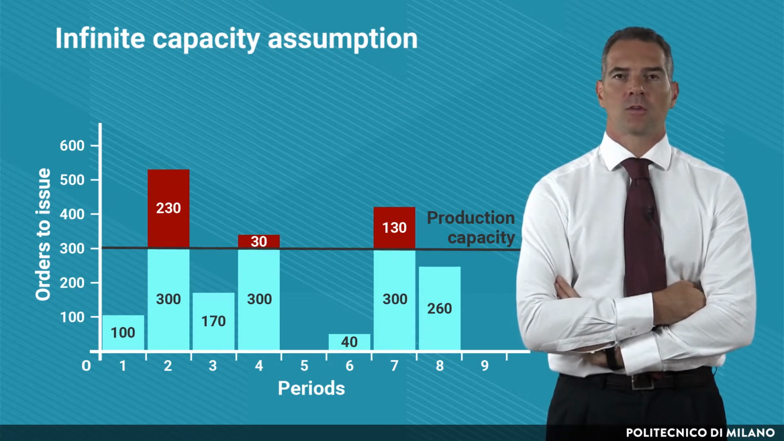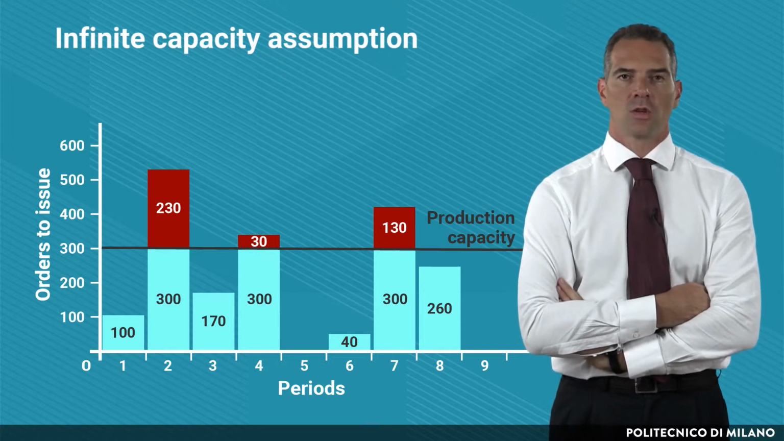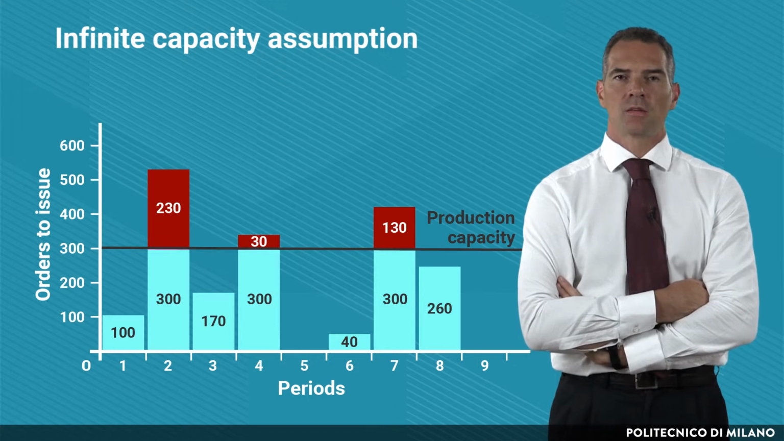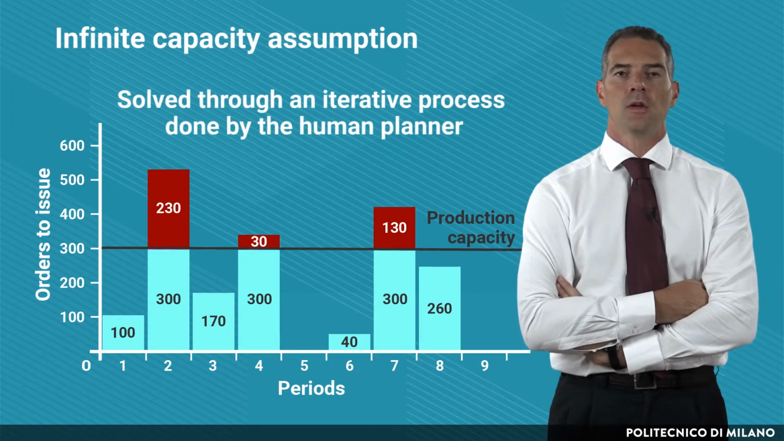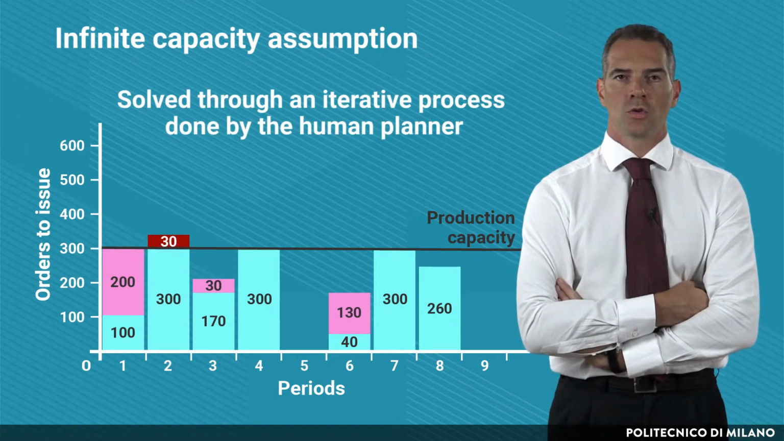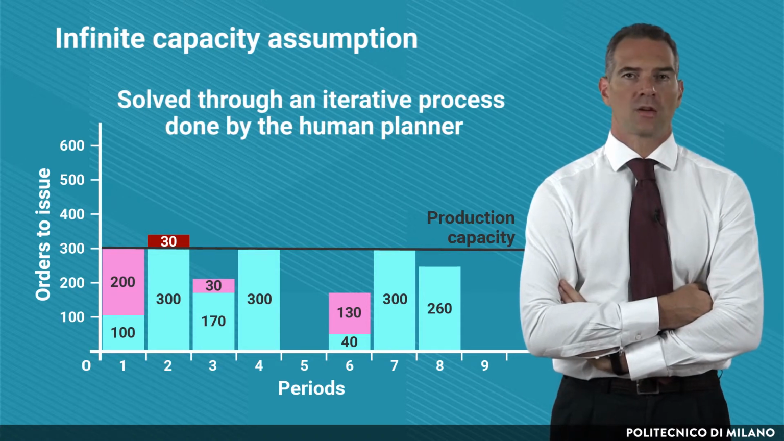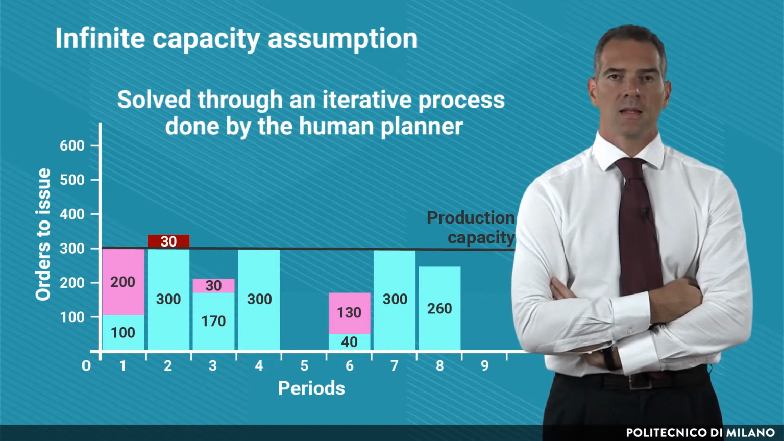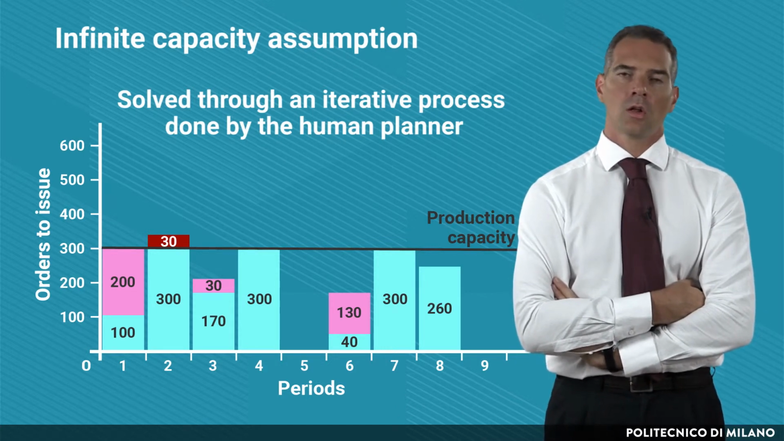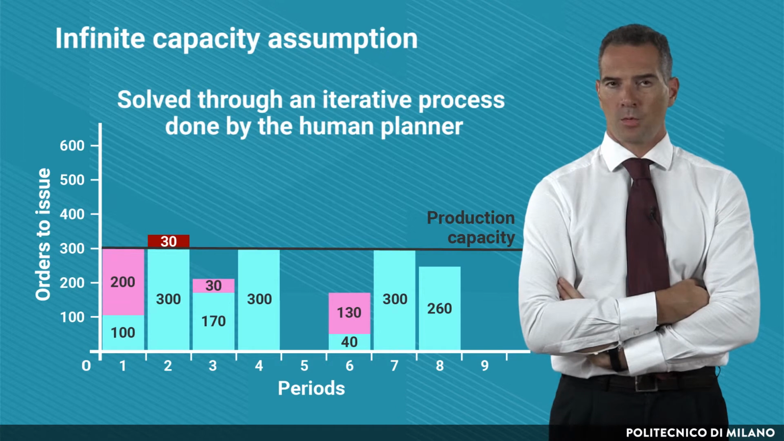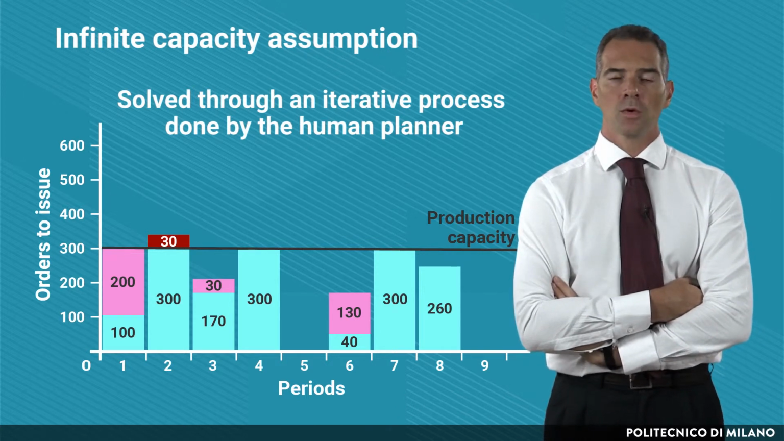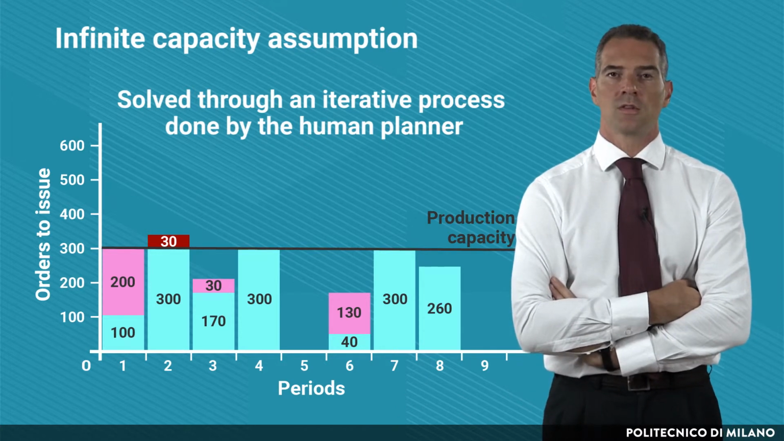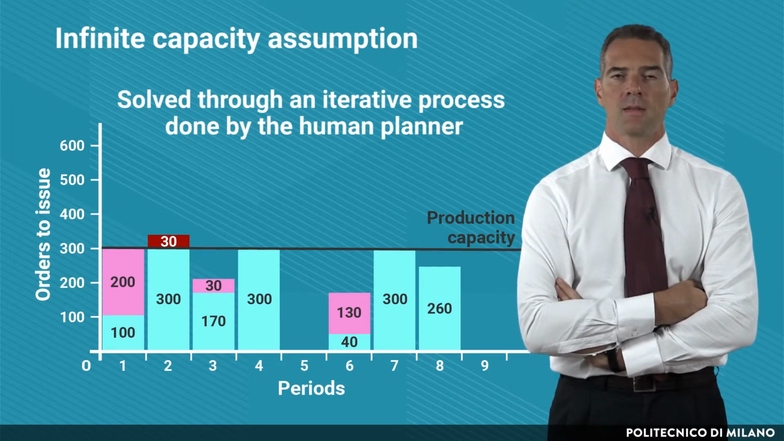In fact, we can start from an initial situation in which production capacity constraints are violated, and through an iterative process done by the human planner, we can get a solution which is more feasible from the production capacity point of view. A complete automation of this task is still nowadays not possible, not only for technical reasons and for computational complexity reasons, but also for the very important managerial implication connected to the decision of which item to keep in delay.